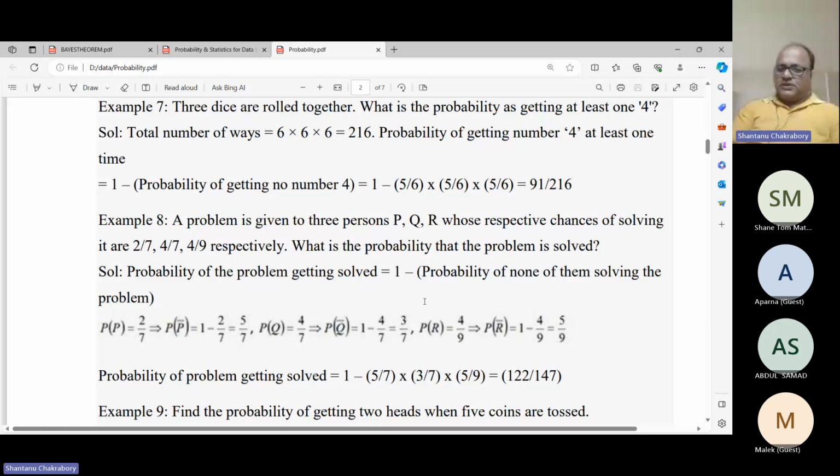The first person, the probability is 2 by 7, so 1 minus 2 by 7. Second person, the probability is 4 by 7. Third person is 4 by 9. So you find the probability of solving the problem by the first person, second person, and the third person. Now, can you do the ninth one? Find the probability.